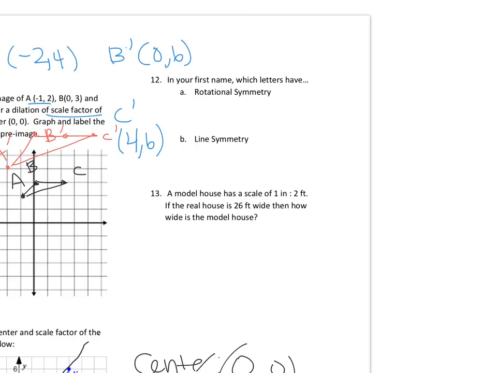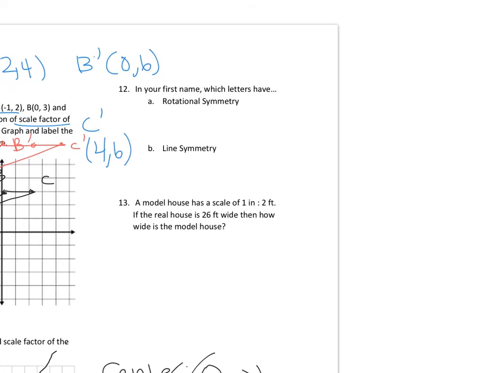And then number 12, in your first name, which letters have rotational symmetry? Okay, my letters don't have rotational symmetry. If I would turn the E, it would be going this way. So this one doesn't. If I turn the M, that wouldn't either. And then actually the I does. The I is the only one that has rotational symmetry. It has 180 degree rotational symmetry. The L doesn't and the Y doesn't.